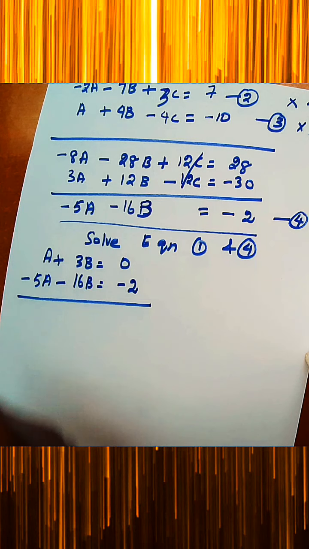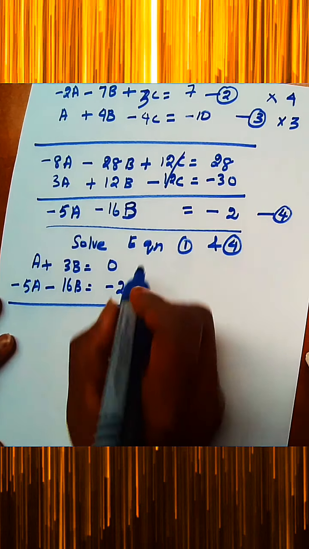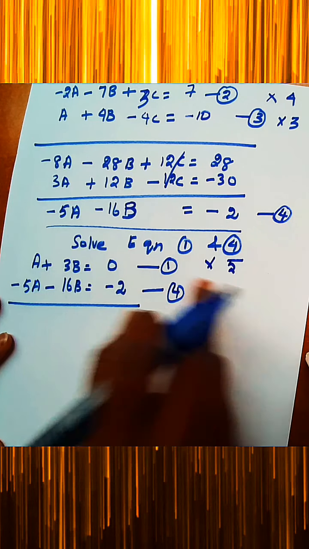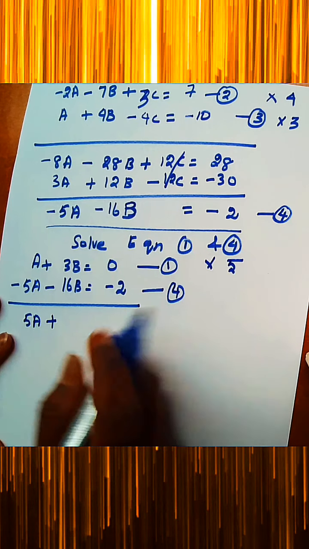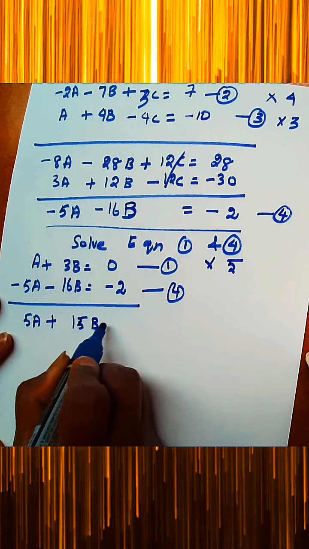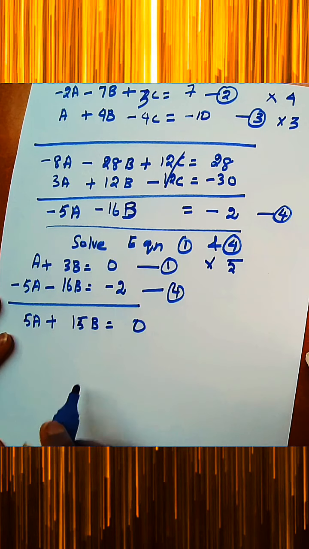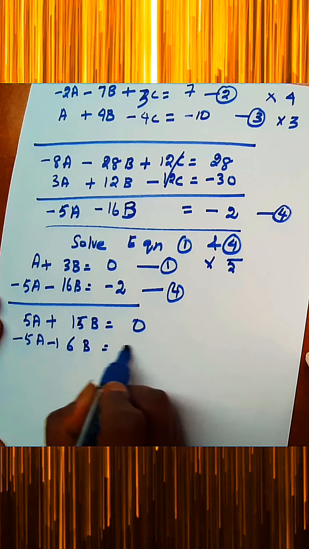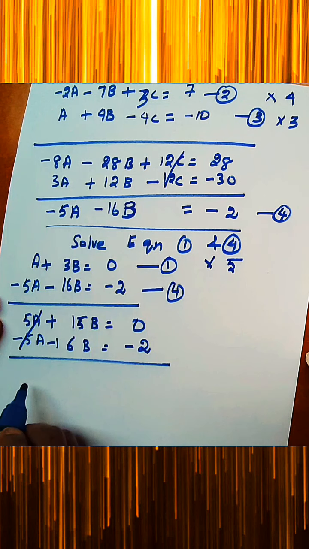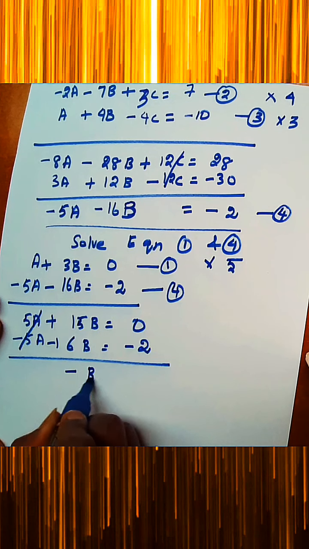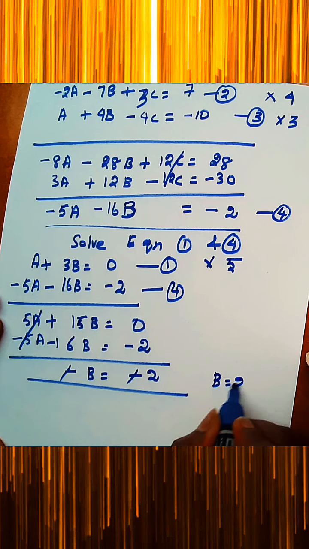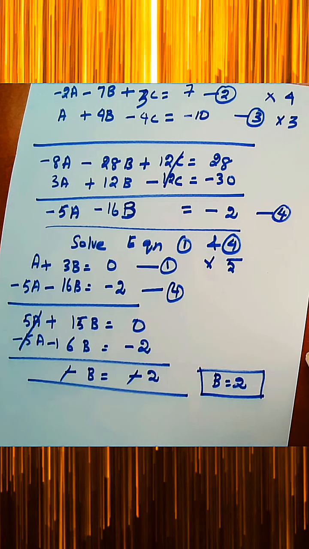So you can eliminate either a or b. How are we going to do it? We can multiply equation 1 by 5. Very good. So 5 into a will give you 5a plus 5 3s are 15b is equal to 5 zeros are 0. And this will not change. Minus 5a minus 16b is equal to negative 2. Plus 5a minus 5a will get cancelled. 15 minus 16 will give you minus b is equal to negative 2. Negative will get cancelled. The value of b is positive 2.